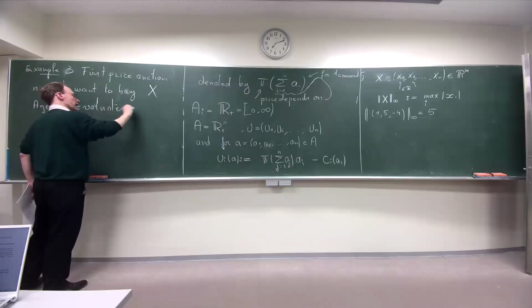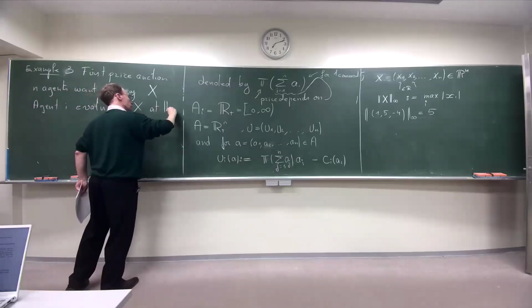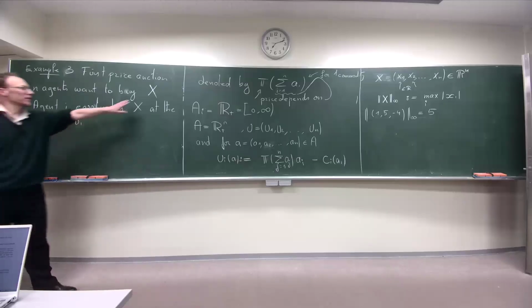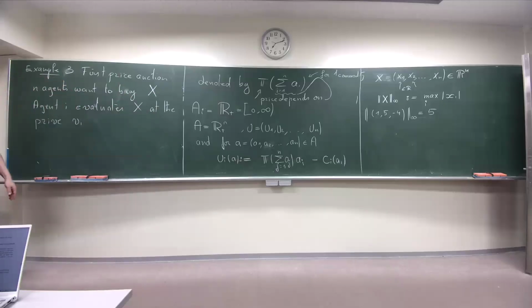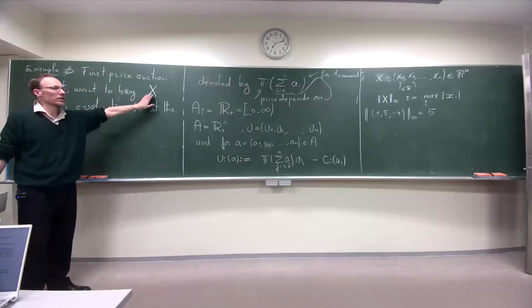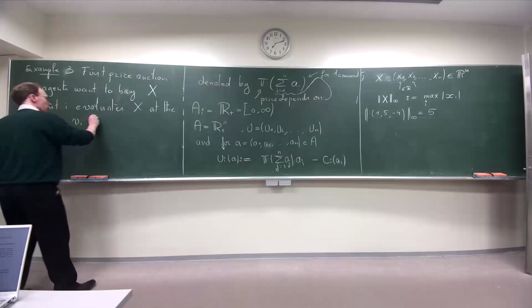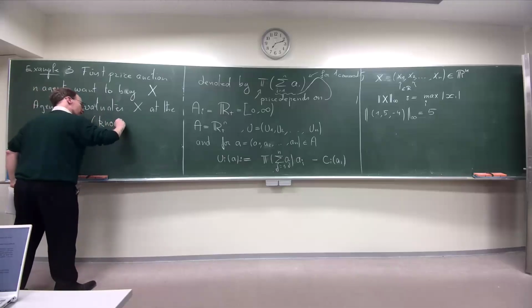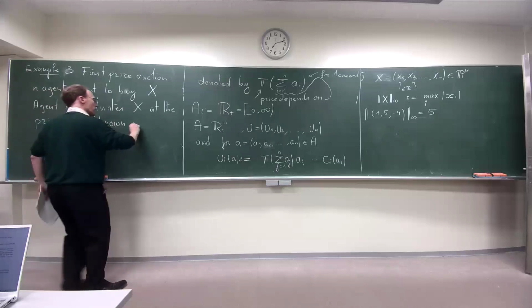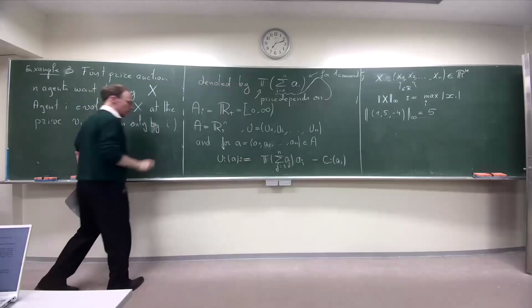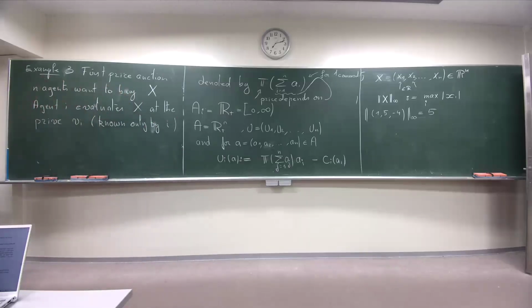evaluates X at the price which I'm going to call v_i. So you're saying that X is only $10, while somebody else can think that this is worth $20. But you don't say this number to anybody. This value is known only by i. Of course, you're not going to tell everybody what you think is the value of this X.